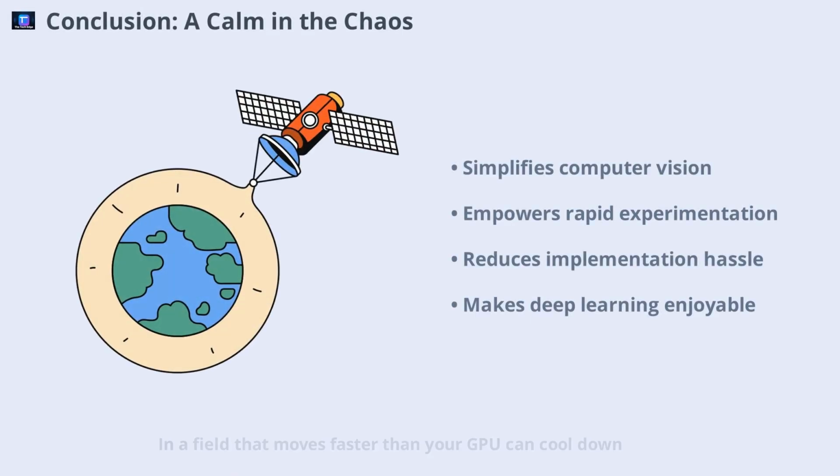In a field that moves faster than your GPU can cool down, TIMM is a calm in the chaos. It's not just about making computer vision easier, it makes it fun again. Gone are the days of scouring GitHub for half-working repos or debugging normalization issues at midnight. With TIMM, you can focus on ideas, experiment freely, and move towards the frontiers of model development. It's the unofficial standard for PyTorch vision work, and a tool that truly empowers you to do more with less hassle.